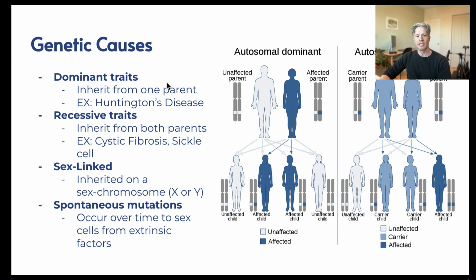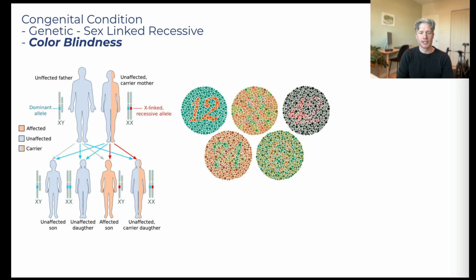Okay. So again, just to recap, that was dominant and recessive, and we're going to look at sex-linked and spontaneous. This is all genetically driven during fetal development. A condition might be something called color blindness or red-green color blindness.